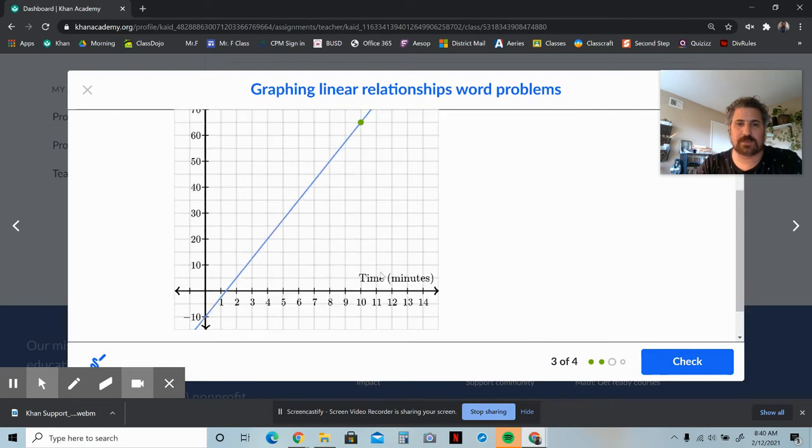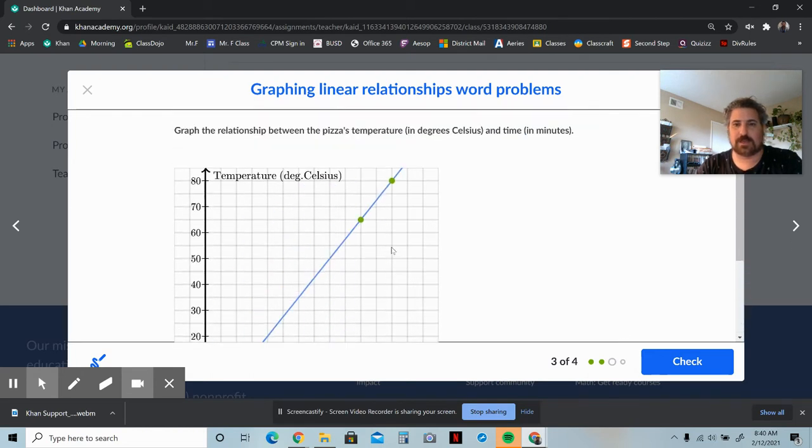So we know this is the situation that we're starting at here, right? After 10 minutes, it's at 65. After 11 minutes, it's going to be 65 plus 7.5, which is going to be 72.5. And then after 12 minutes, it's going to be at 80. And so this is the slope that we're talking about here. Every time the x increases by 1, the y increases by 7.5.